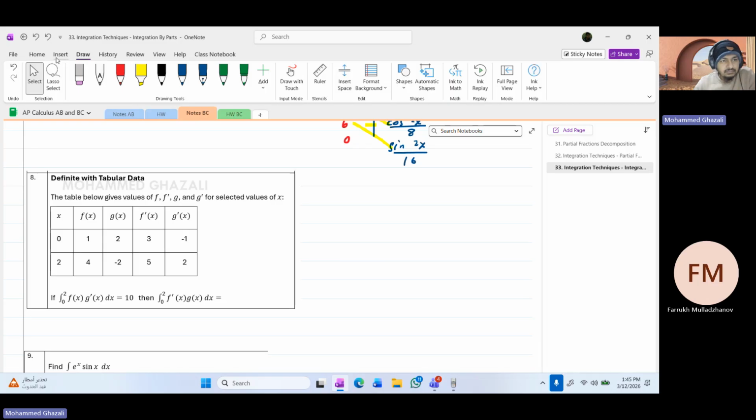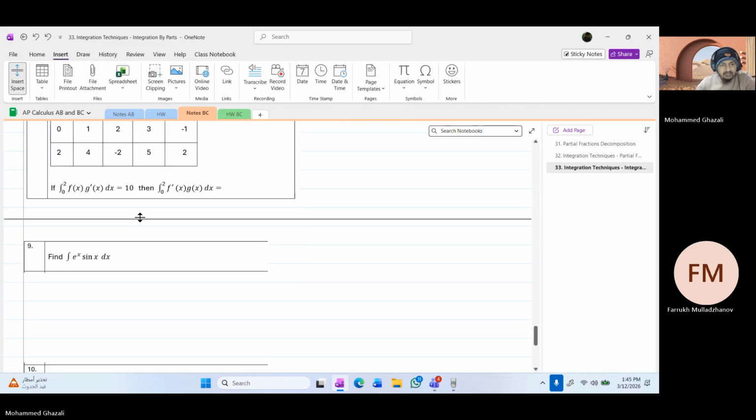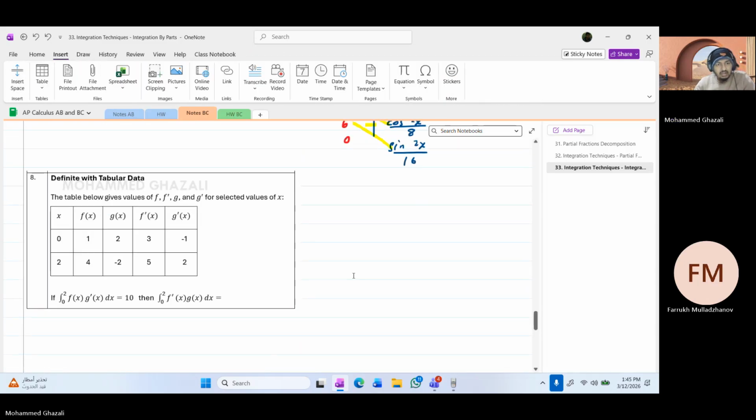Question 8. Defined or tabulated data. Right. So the table below gives values of f prime, g prime for selected values of x. Now I want you to focus on this 0 to 2.